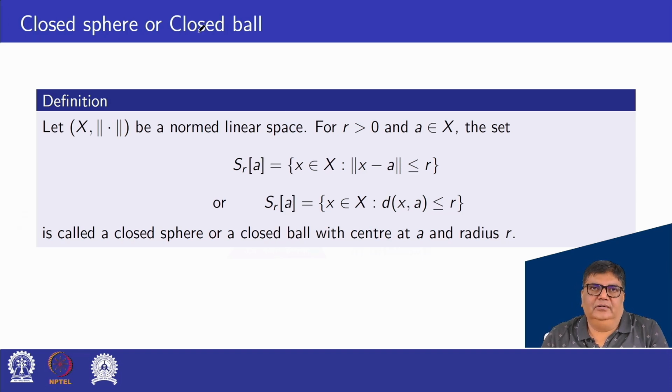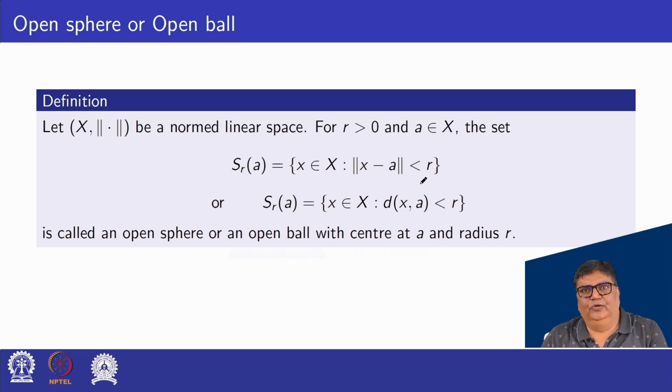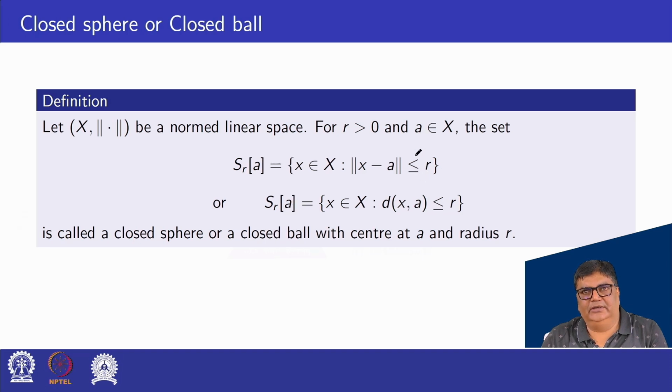Closed sphere or closed ball. With the same definition, here X is a normed linear space with r greater than 0, that is positive, and a is an element of X. Then S_r[a] denotes the closed sphere, here is the notation: the set of x belonging to X such that norm x minus a is less than or equal to r. In the open ball, here it is less than r, and in the closed ball, here it is less than or equal to r.